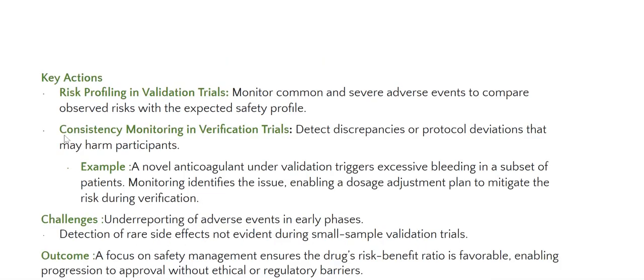Key actions for patient safety. Risk profiling in validation trials: monitor common and severe adverse events, AEs, to compare observed risks with the expected safety profile. Consistency monitoring in verification trials: detect discrepancies or protocol deviations that may harm participants. Example, a novel anticoagulant under validation triggers excessive bleeding in a subset of patients. Monitoring identifies the issue, enabling a dosage adjustment plan to mitigate the risk during verification.